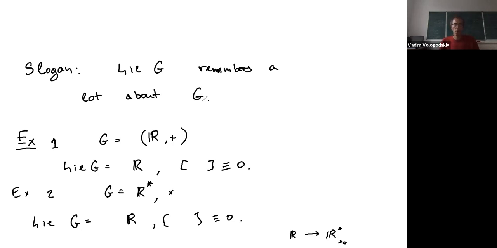So if you consider the connected component of this group, which is positive real numbers, then you can think of these positive real numbers as a quotient of R by, sorry, let me say something stupid.